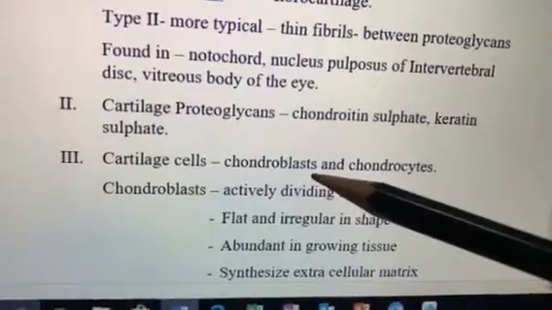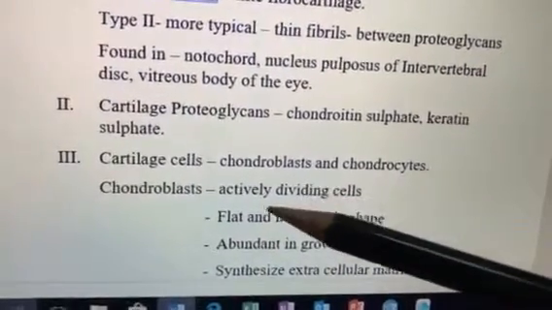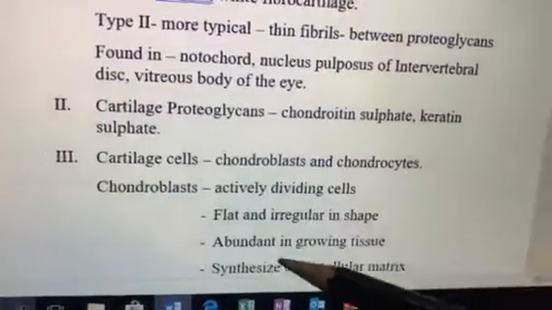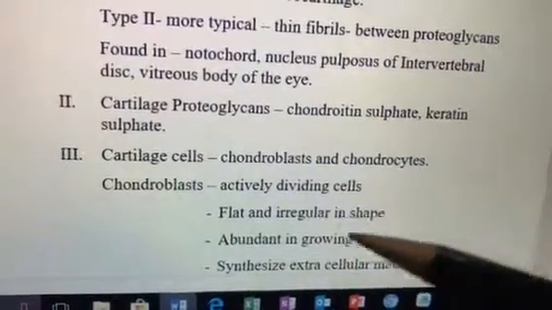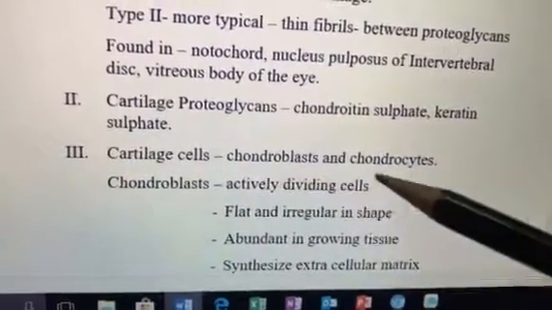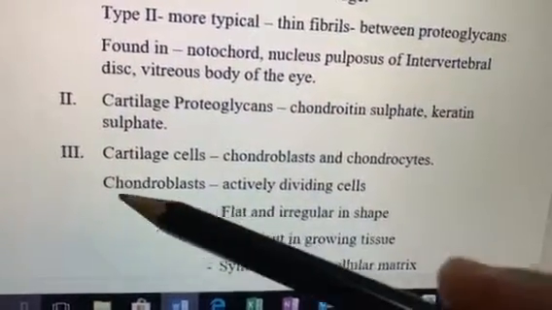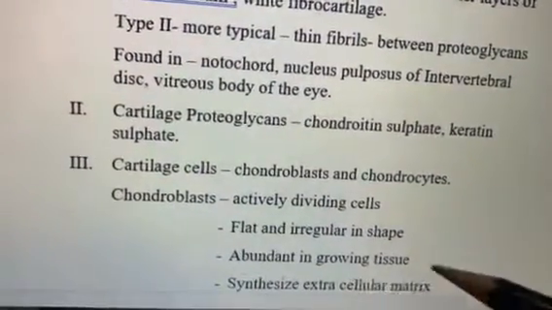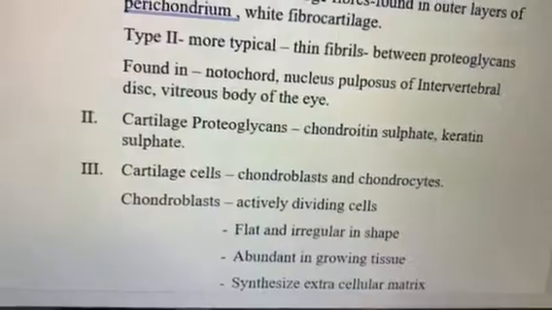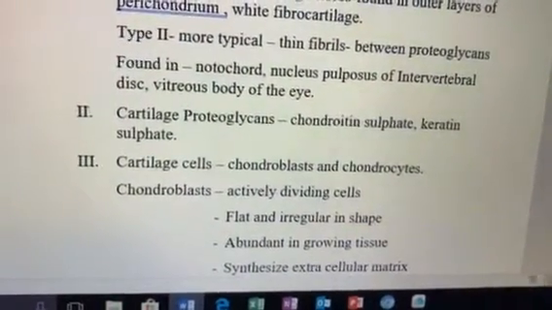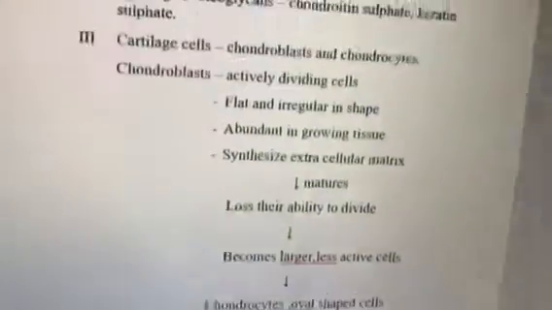So here chondroblast is a cell which is very active, and it is flat and irregular in shape, abundant in the growing tissue. Wherever the tissue wants to grow, there you can see only the active cells, not the immature inactive cells. So chondroblasts synthesize the matrix. Matrix is the cement, the proteoglycans. These are the things for all the cartilages you have to write commonly.